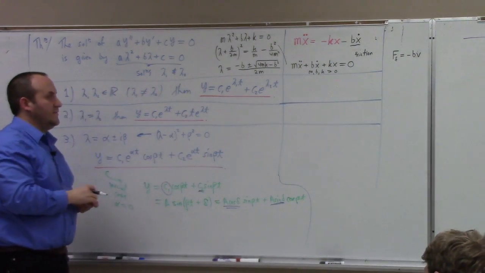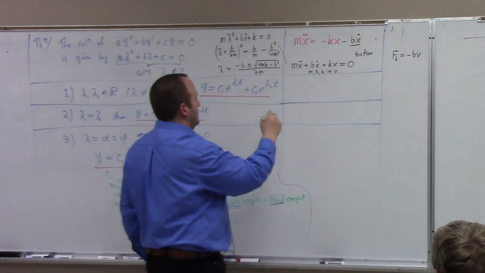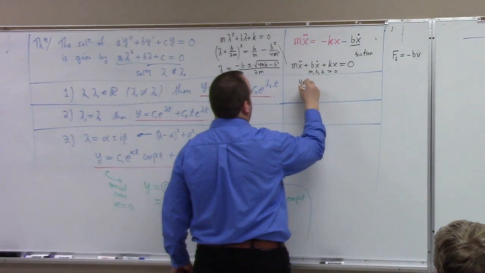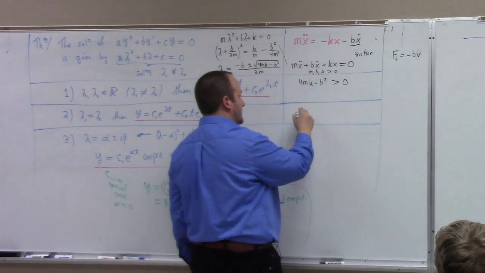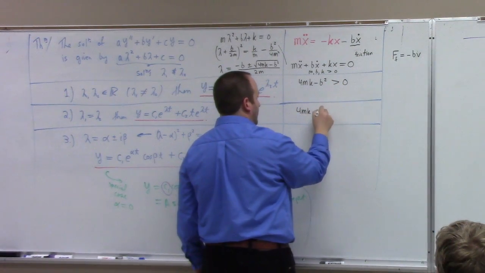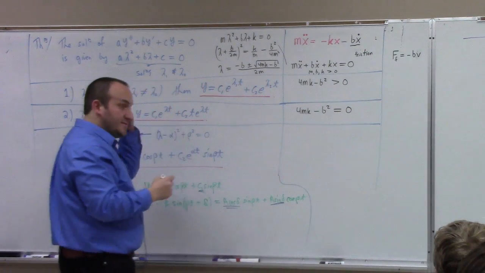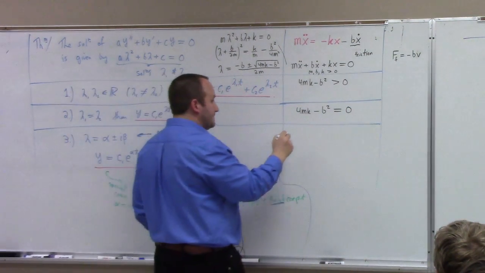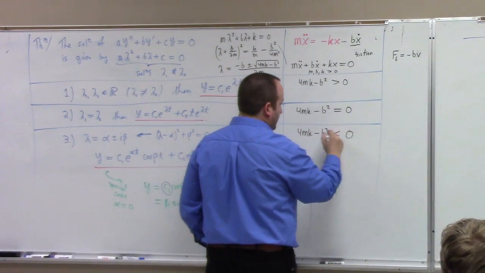And so that discriminant, 4mk minus b squared, tells you the nature of the solution. This would be the case if 4mk minus b squared is greater than 0. This would be the case that 4mk minus b squared was equal to 0. And the third case would be the case that 4mk minus b squared was less than 0.